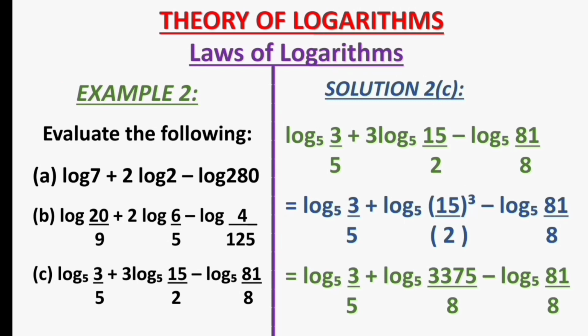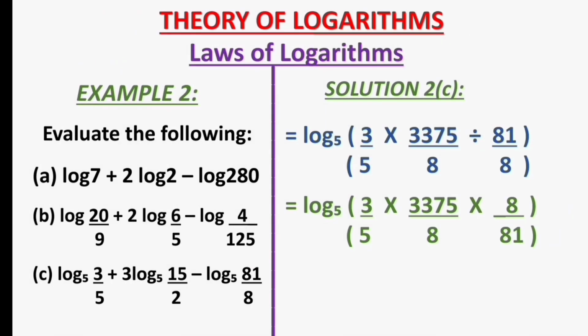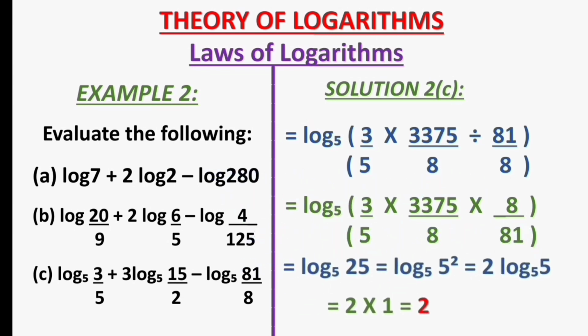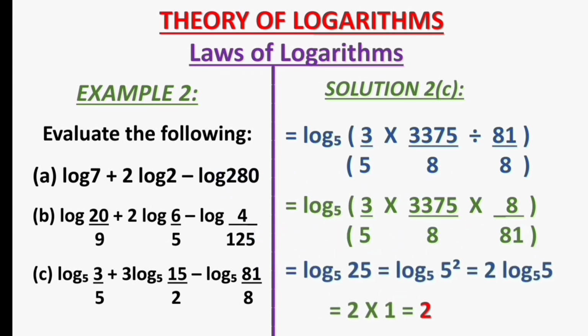Next, let's apply the laws of logarithms here. When we apply the laws of logarithms, this is our result. Now let's see our final answer. Our final answer is logarithm to the base 5 of 25, which we simplify to 2. I hope you got that right again. Please take note of all the solutions to example 2.